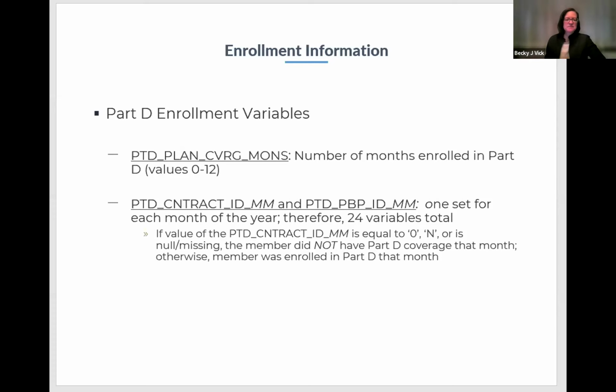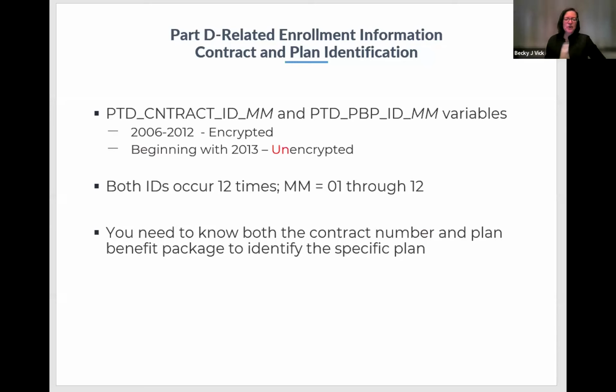Otherwise, they did. It's good to know, though, that the Part D contract ID and PBP IDs were encrypted prior to 2013. Beginning in 2013, they are no longer encrypted. And so that means that you can use those ID numbers to link to the plan characteristics file, which we're going to talk about later on.